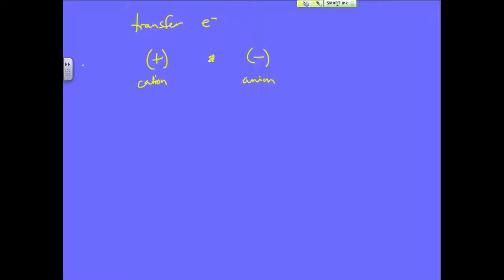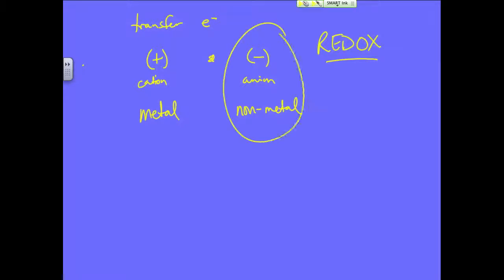Now usually this happens in redox, or in oxidation and reduction, with a metal ion, and the metals are the ones that are going to form those cations, right? Because they're located on the left of the periodic table, and a non-metal. Okay, so that's your anion versus your cation, transfer of electrons.